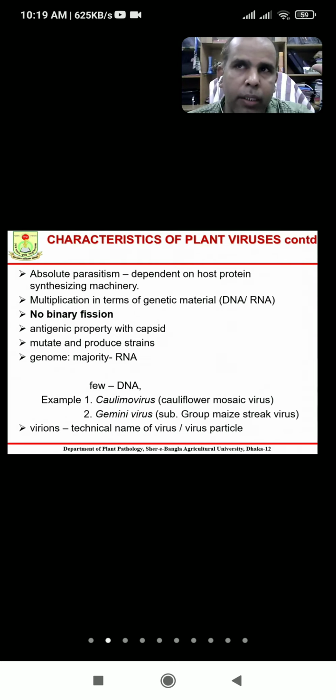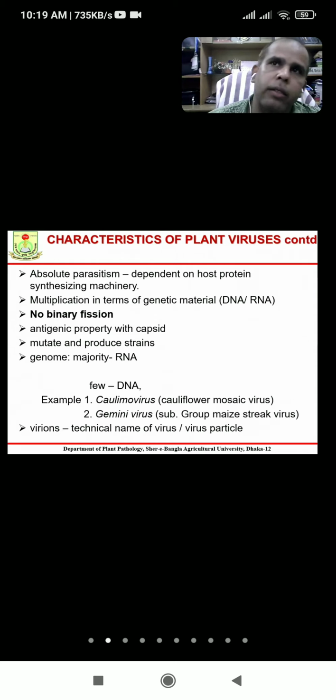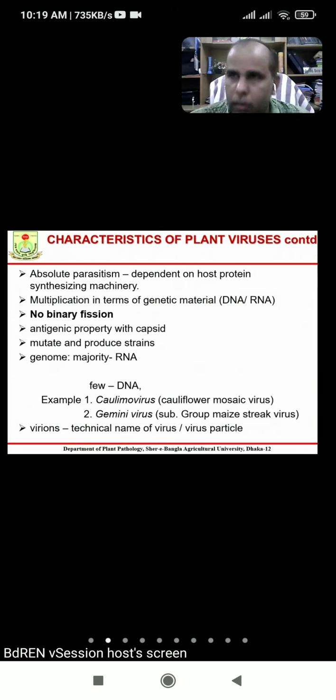You know better, the bacteria multiply in three ways. One is binary fission, and also budding and conjugation. That is the different type of multiplication of bacteria. But virus cannot multiply through binary fission. Antigenic property with capsid. Antigenic property.